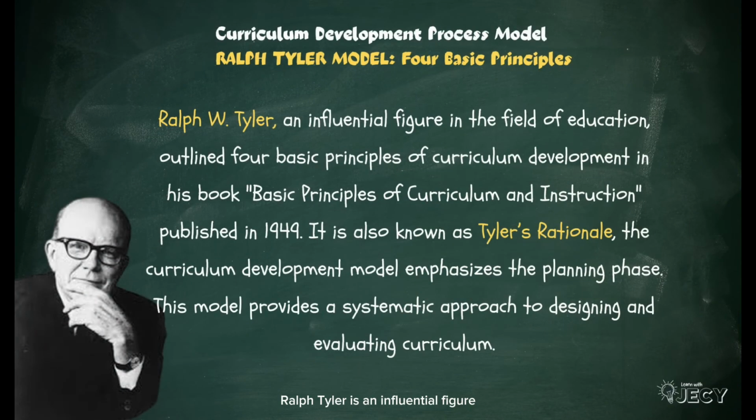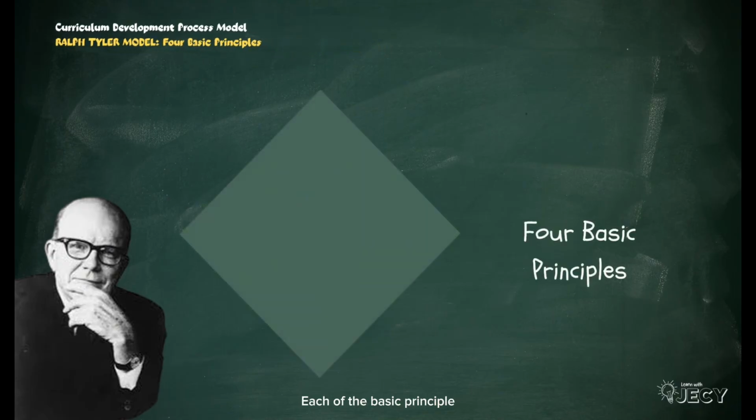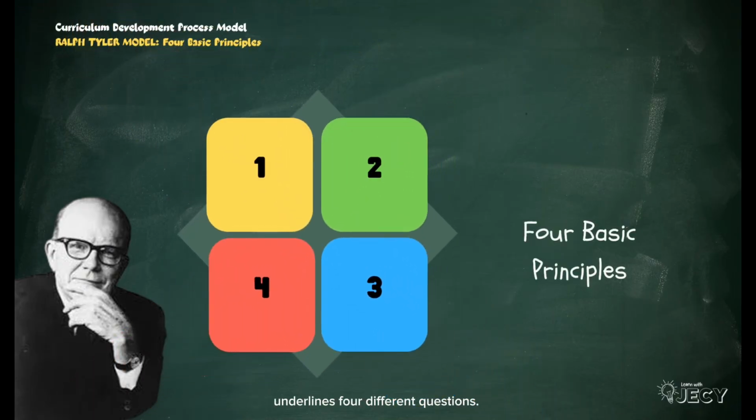Ralph Tyler is an influential figure in the field of education. He outlined four basic principles of curriculum development in his book, Basic Principles of Curriculum and Instruction, published in 1949. It is also known as the Tyler's Rationale. The curriculum development model emphasizes the planning phase. This model provides a systematic approach to designing and evaluating curriculum. Each of the basic principles underlines four different questions.